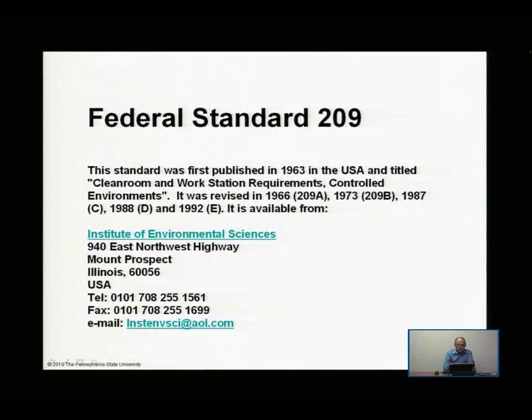Federal Standard 209 was first published in 1963 in the USA, and when it was published it was titled Clean Room and Workstation Requirements, Controlled Environments. And it's been revised several times, as you see, and if you're interested in further examination of this standard, you can go to this site that is mentioned here below at the Institute for Environmental Sciences.